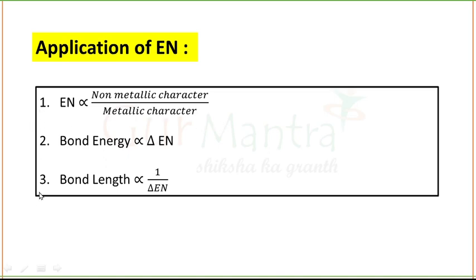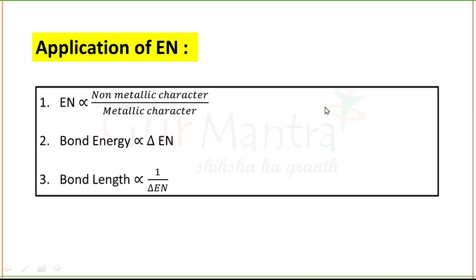Now point number 2 and 3 are very important. Point number 2 and 3 are very important for all the competitive exams because they tell you about the bond energy and bond length. So basically bond energy is directly proportional to the difference of electronegativity of a particular atom, and bond length is inversely proportional to the difference of electronegativity, which means if the difference of electronegativity comes out to be higher, the bond length of a particular atom will be lower or will be least. This is the symbol of delta, which tells about the difference.